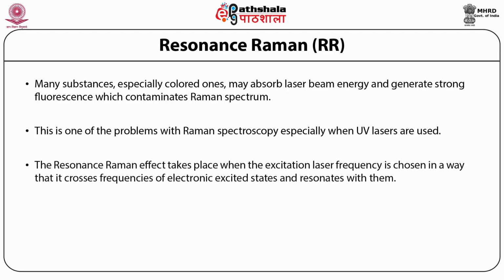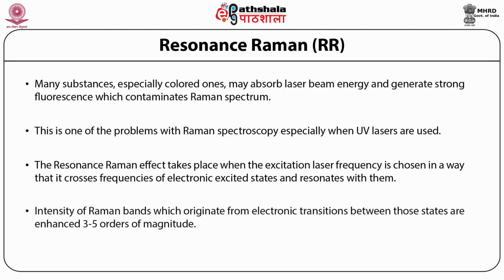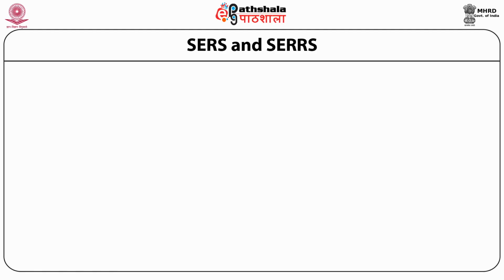The resonance Raman effect takes place when the excitation laser frequency is chosen in a way that it crosses frequencies of electronic excited state and resonates with them. Intensity of Raman bands which originate from electronic transitions between those two states are enhanced 3 to 5 orders of magnitude. SERS and SERRS.